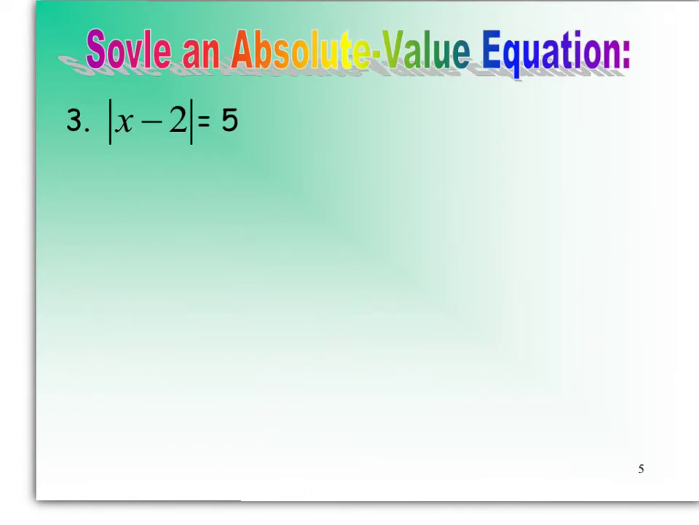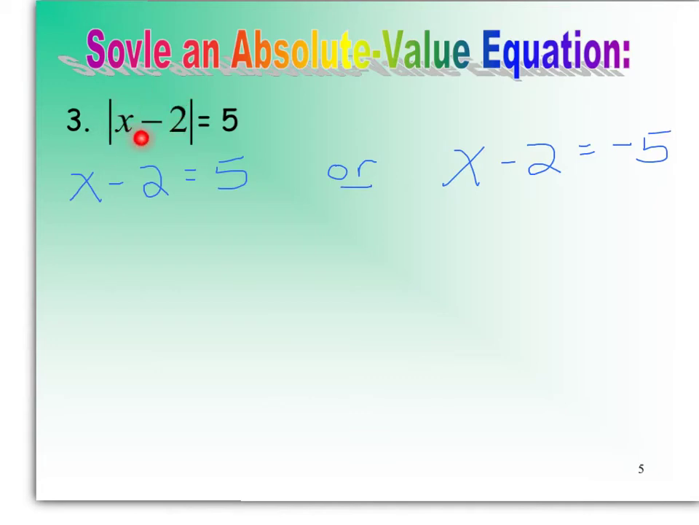Okay, in number 3, we're going to be looking at an equation that is a little bit more complicated. Instead of just having the x inside the absolute value bars, now we have this entire quantity, x minus 2 equals 5. So if the absolute value of x minus 2 equals 5, we need to find what values of x are going to make that happen. So the way that we solve this is we're going to find what value of x will make that quantity, x minus 2, equal to 5, or what value of x will make that quantity equal to negative 5.